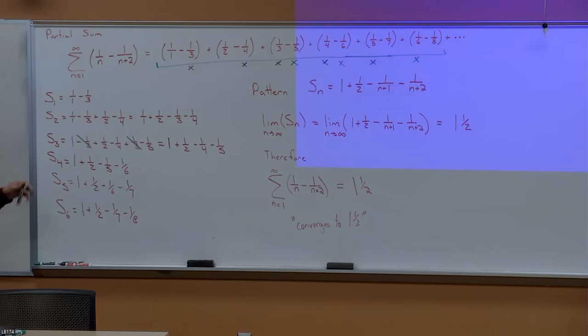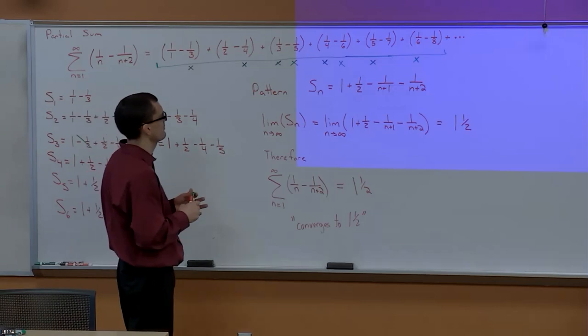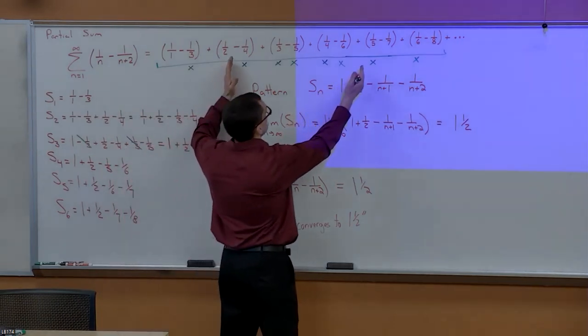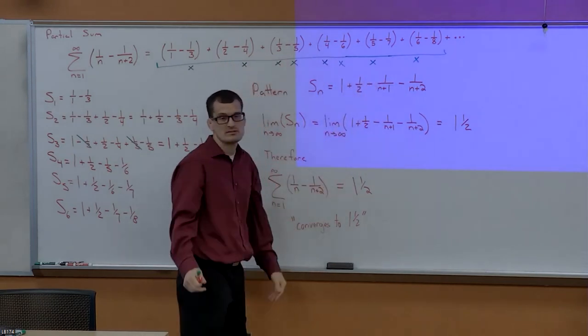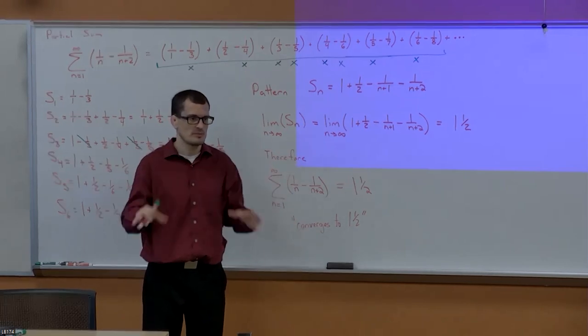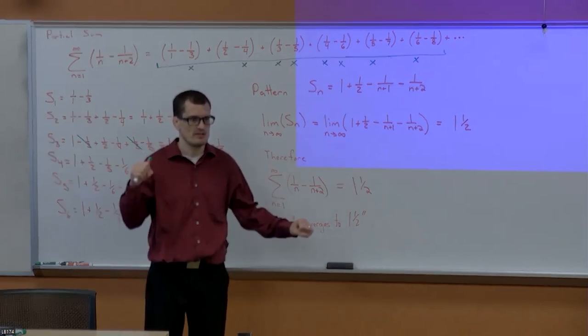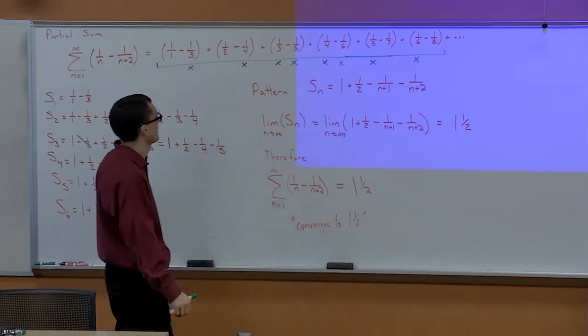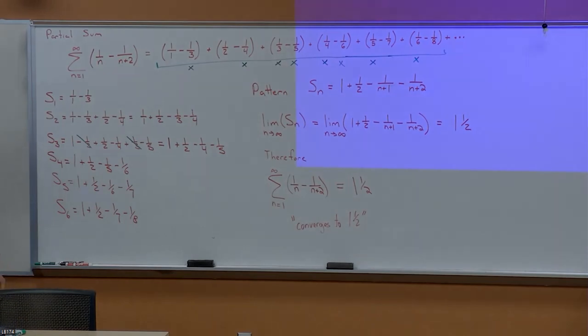And again, this concept, this is a telescoping series. This is known as a telescoping series because the middle terms are sort of canceling each other out. All right. And so think of a telescope being drawn out long and then compacted. Any questions about that? Partial sums.